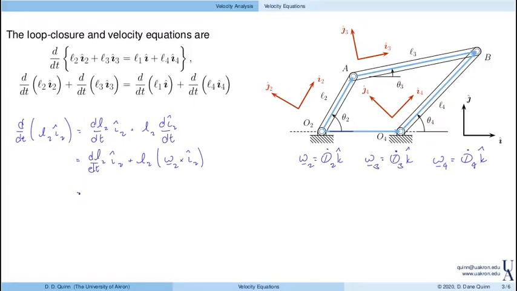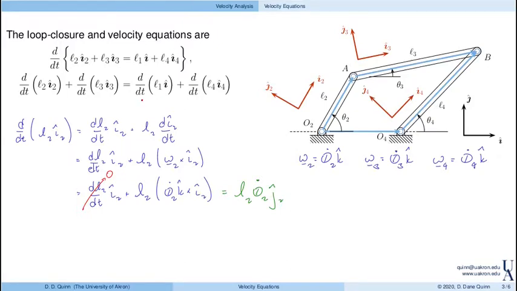So, going back to this term, we see that we have the derivative of L2 with respect to time in the I2 direction, plus L2 theta 2 dot k cross I2. And here, L2 is constant, so this term drops out. Evaluating the cross product, k cross I2 is equal to J2. So we end up with L2 theta 2 dot in the J2 direction. So that's just this one term. And we can go through and do the other terms in a similar fashion.